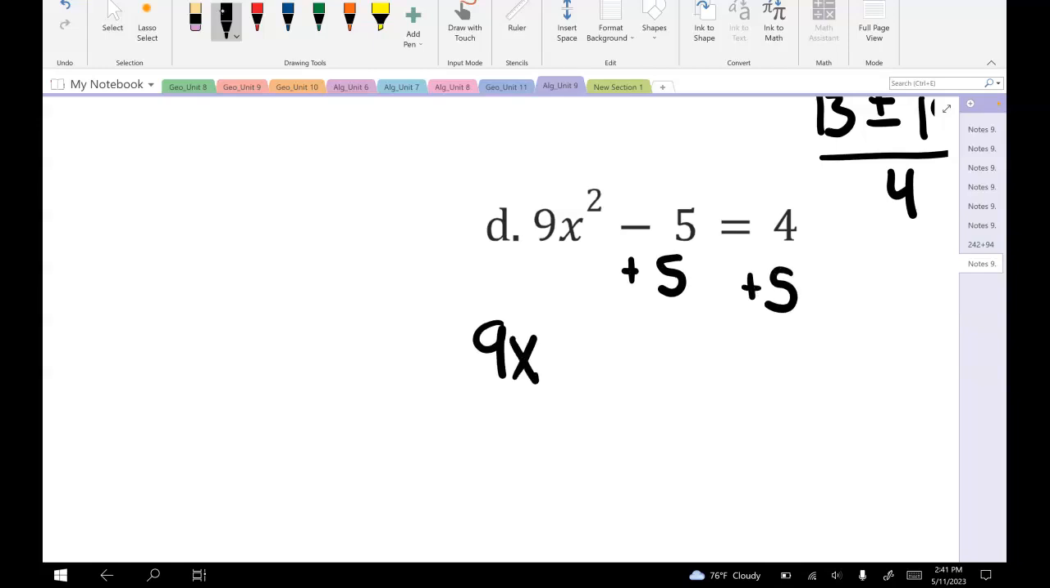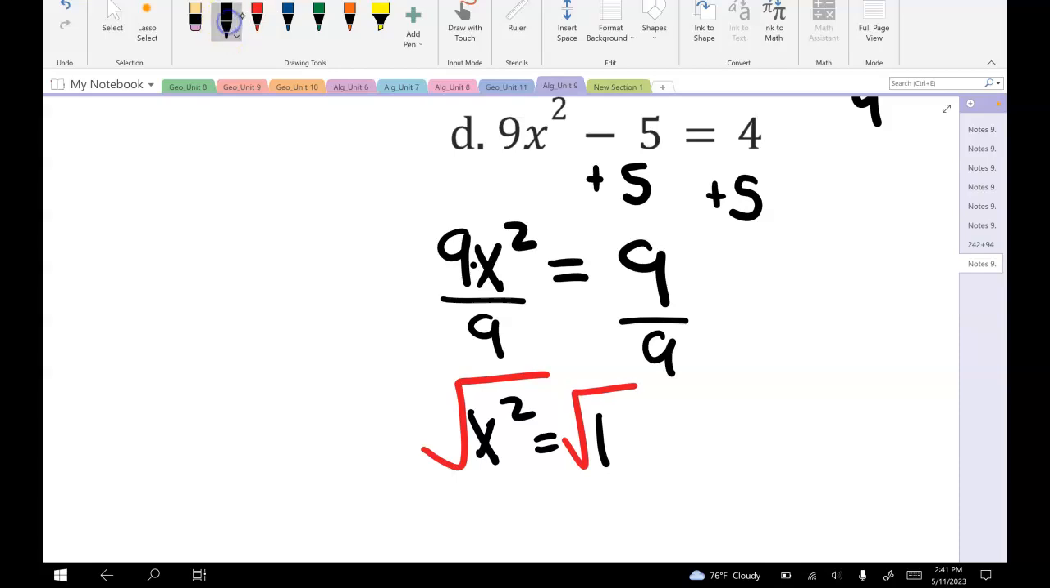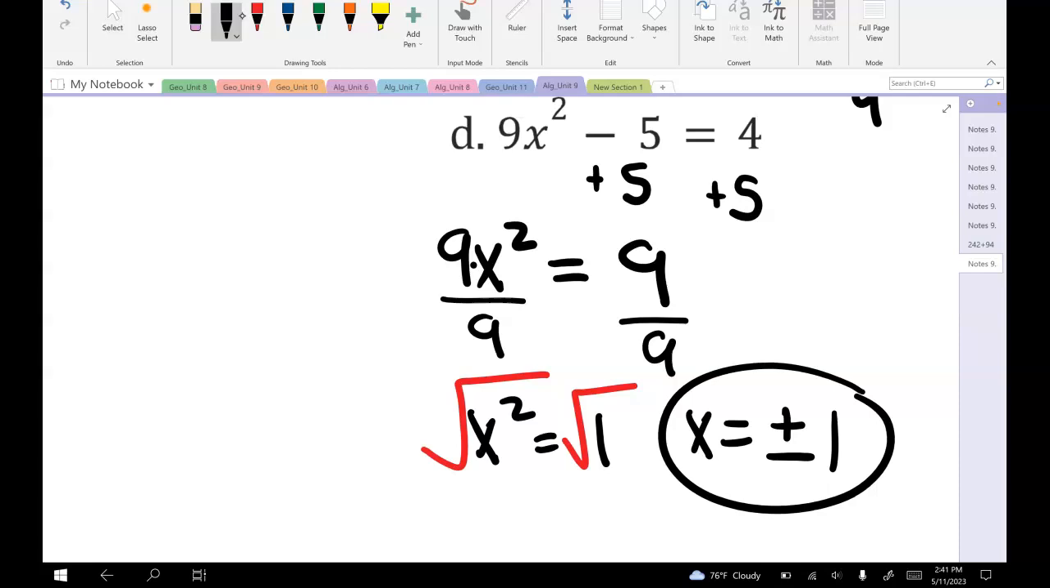So we have 9x squared is equal to 9. And then we're going to keep trying to get x squared by itself. So this is being multiplied together. So to undo multiplication, we can divide. We divide each side by 9. So we have x squared is equal to 1. And then we can simplify. Take the square root of both sides to get our final answer. X will be equal to plus or minus 1. Again, because we're taking the square root of a number, it's our positive answer or our negative answer.